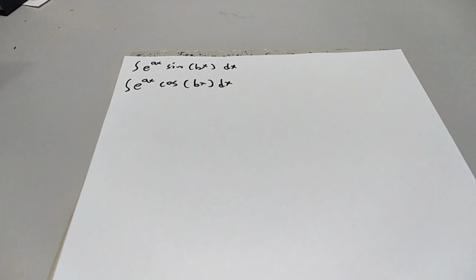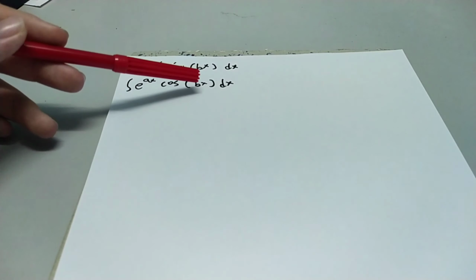Let me show you guys the most legit way to solve the integral of e power of ax times sine of bx dx and the integral of e power of ax times cosine of bx dx. Now the most legit way that I'm talking about is using complex numbers. Why? That's because you can use Euler's formula to simplify.